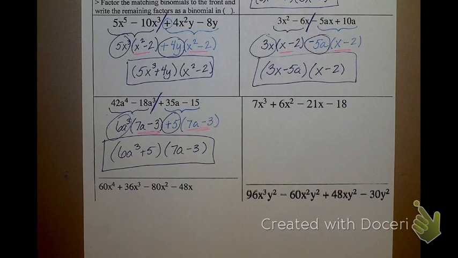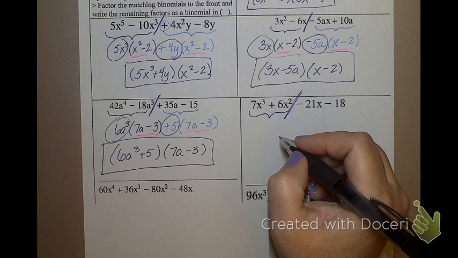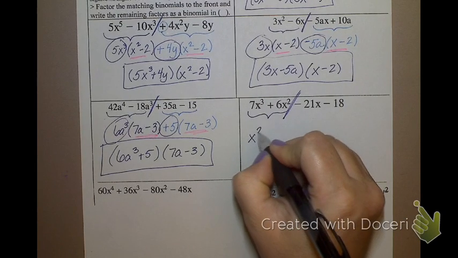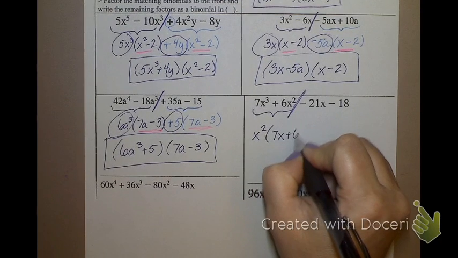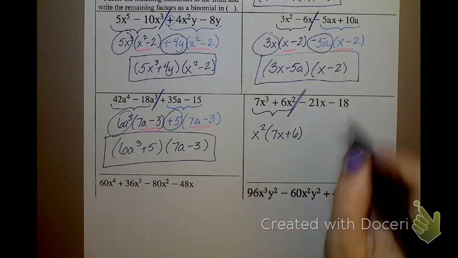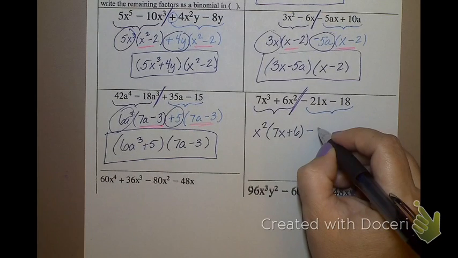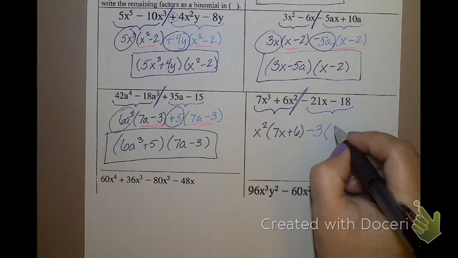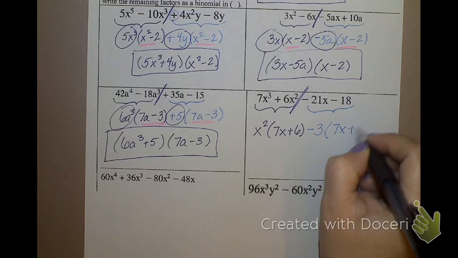All right, next one. Is there something that all four have in common? No? Okay. So what do I do next? Cut it in half. What do these two have in common? X squared. Okay, what's left inside then? 7x plus 6. All right, what sign am I bringing down? Negative. What do these two have in common? 3. And what's left inside? Not minus 6. Plus 6.